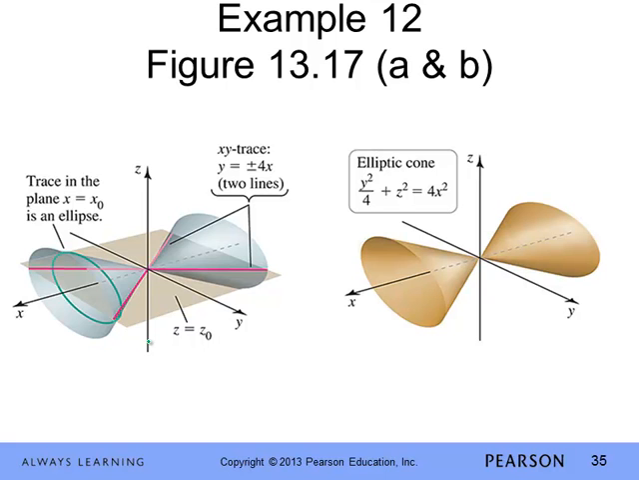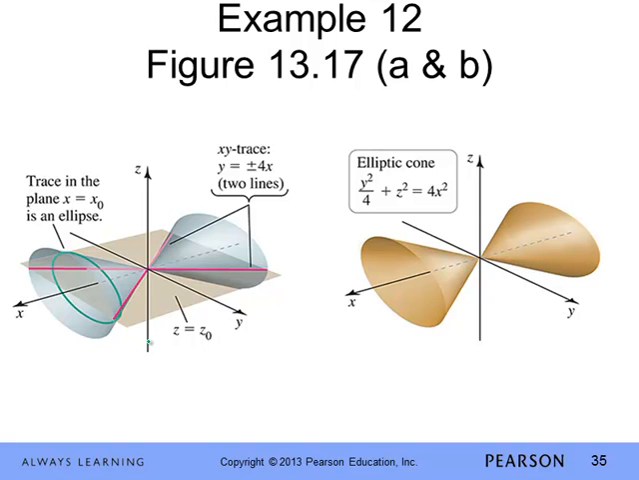If you were to set x equal to 0, then you would have y squared over 4 plus z squared equals 0, which means x and z would both have to be 0. So it shouldn't be a surprise that you have the one intercept right there at the origin. If you were to set x equal to some non-zero constant values, then you would have families of ellipses.